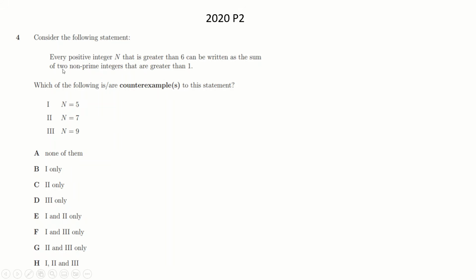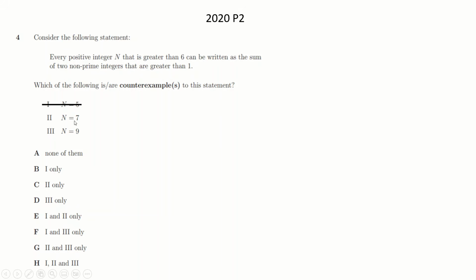Next thing, exactly the same. Every positive integer n that is greater than 6. So we're going to ignore questions where n is not greater than 6. I haven't read the rest of the statement yet, but I'm going to get rid of this one because it doesn't satisfy the first bit. Can be written as the sum of two non-prime integers that are greater than 1.